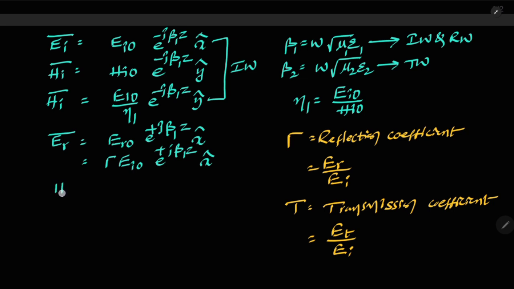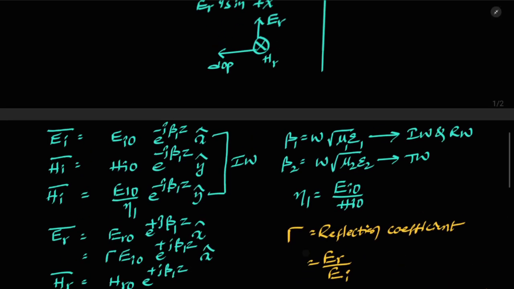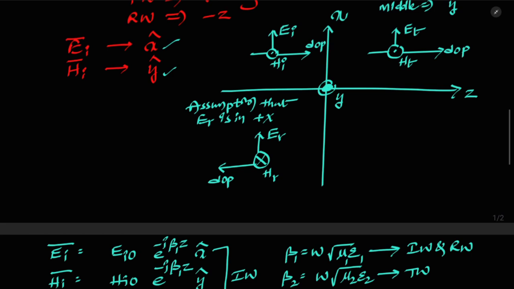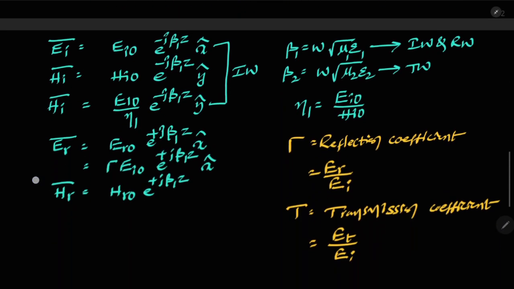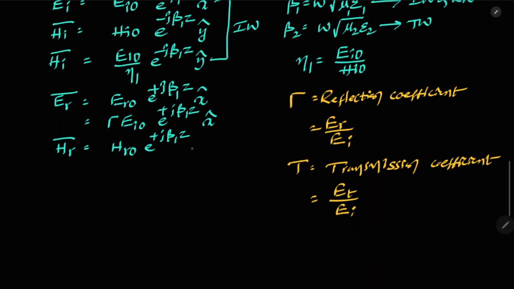Then I am writing the Hr bar. Hr bar is equal to Hr naught into e power, because it is traveling in the negative z direction, plus j beta 1 into z. But what is the orientation of the reflected magnetic field? It is in the negative y direction. You can see here, we have already given the reason for this. The reflected magnetic field is available in the negative y direction. You have to focus here. Because of that reason I will take minus y cap here.